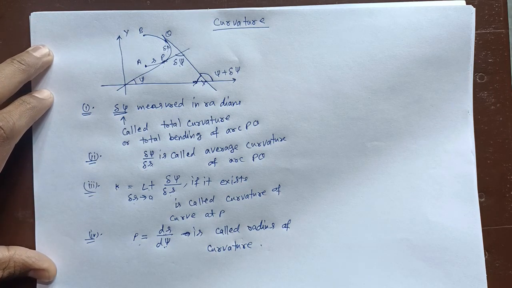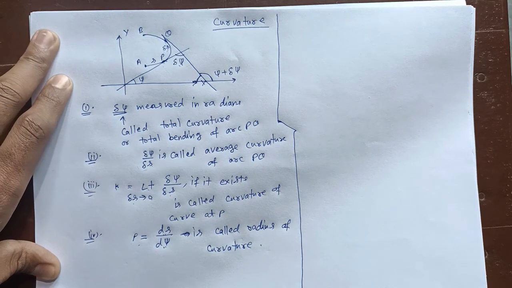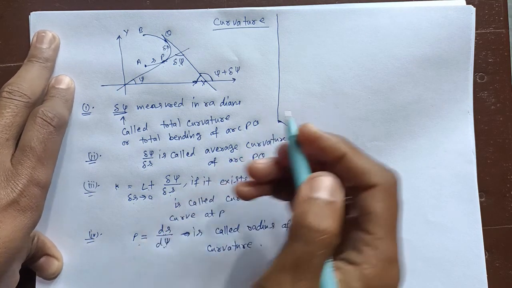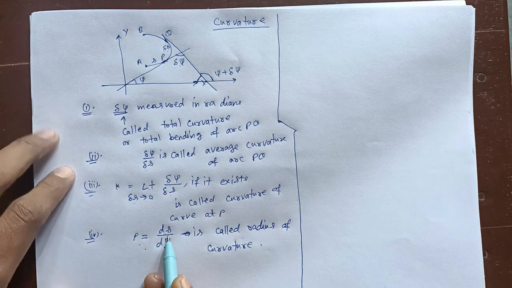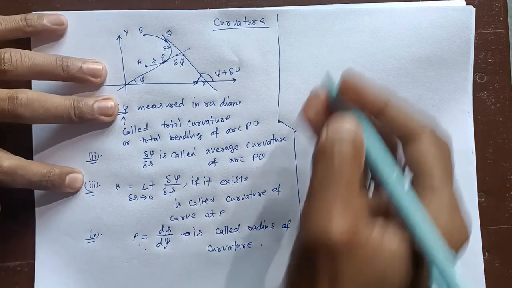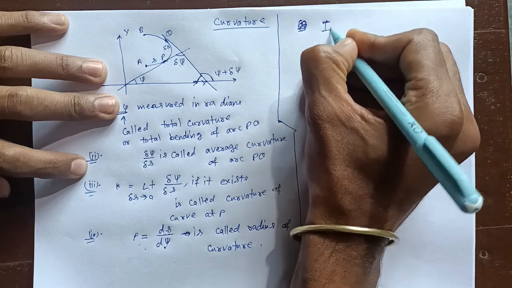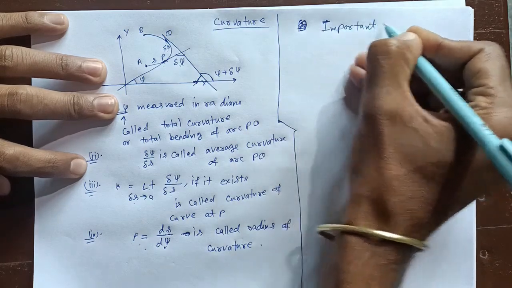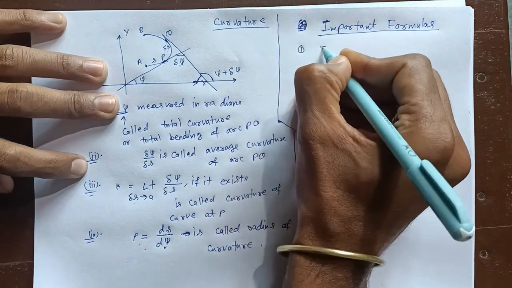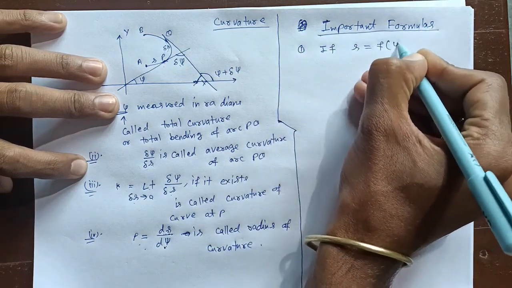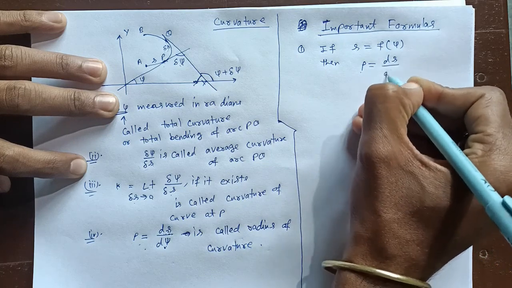Now we will discuss some important formulas to find curvature. First formula: if the function is given as s is equal to f of psi, then the radius of curvature is ds upon d psi.